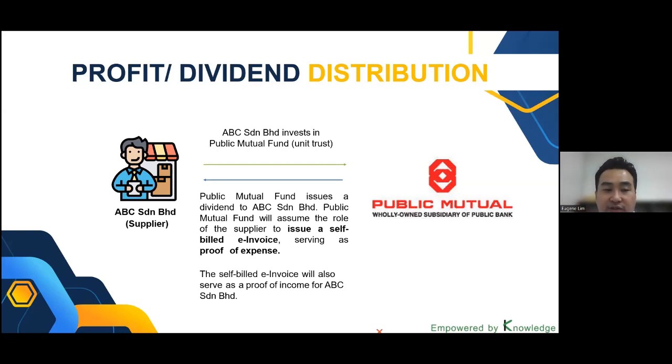So as an individual or the supplier, ABC doesn't need to prepare anything. When the self-bill invoice is prepared by the public mutual, ABC company will report it in their records as income given from the public mutual. So this transaction doesn't need an e-invoice.